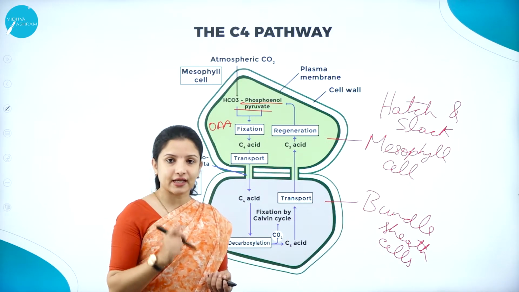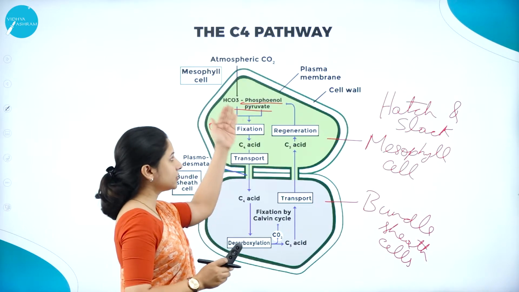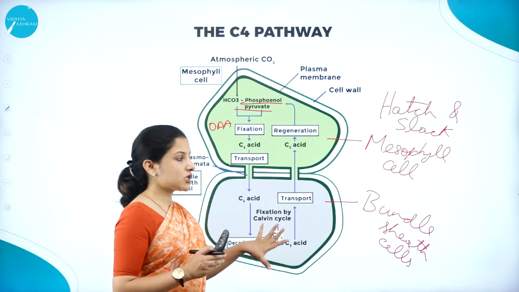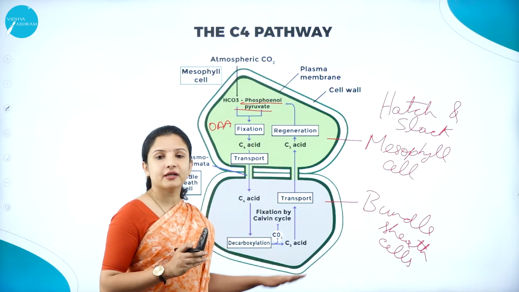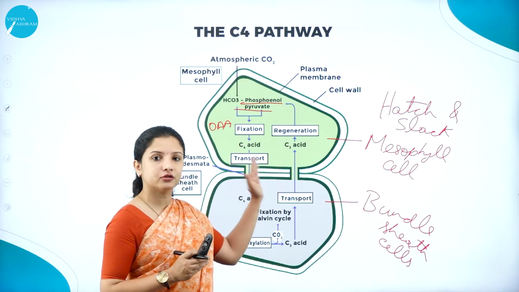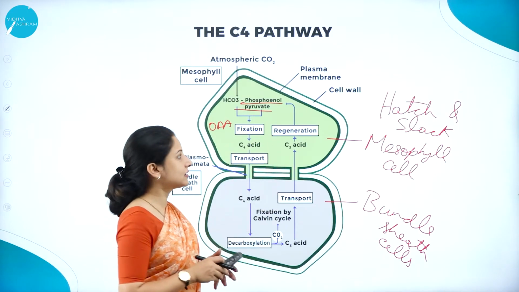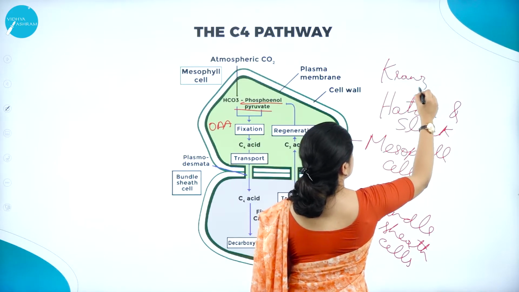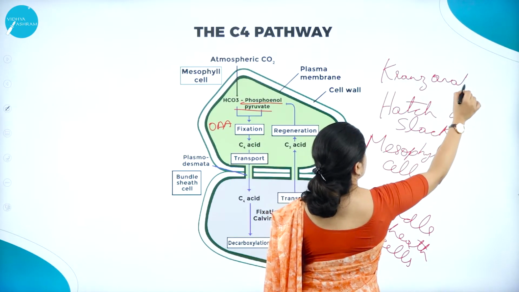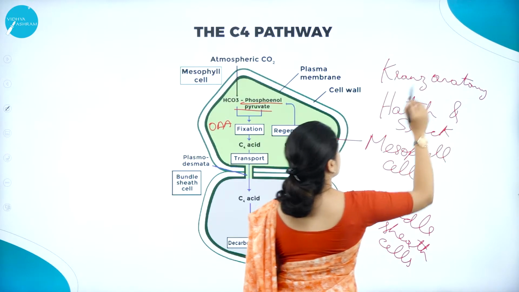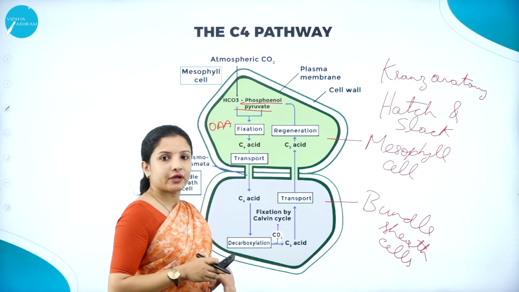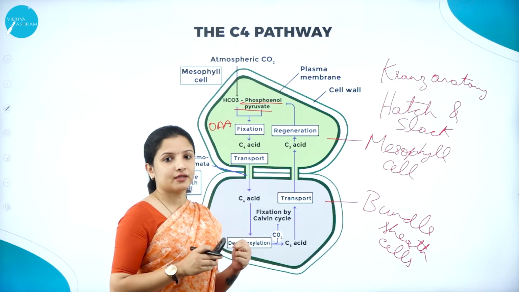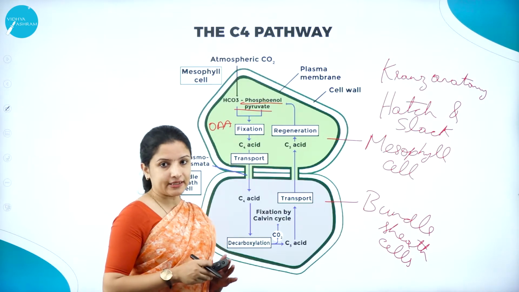It is also called Kranz anatomy because it involves the mesophyll cells and the bundle sheath, wherein there is an anatomical modification in which the bundle sheath forms a separate compartment-like cell. Therefore, it is also called Kranz anatomy. So there are 3 names for it. The C4 pathway is also called the Hatch and Slack cycle, based on the 2 scientists who discovered it, and also Kranz anatomy.